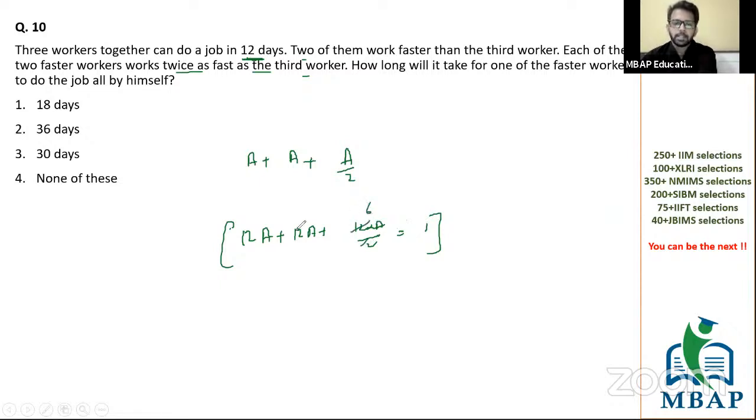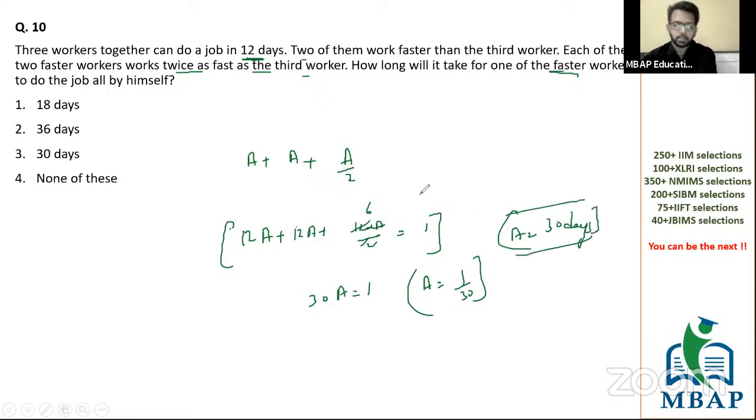Half of 12 is 6. 6 plus 12 plus 12 will give you 30. So 30A is equal to 1. Efficiency of one is 1 by 30. If in one day 1/30th of the work will be done, the total time taken by any of the faster workers would be how many days? It will be as simple as 30 days.